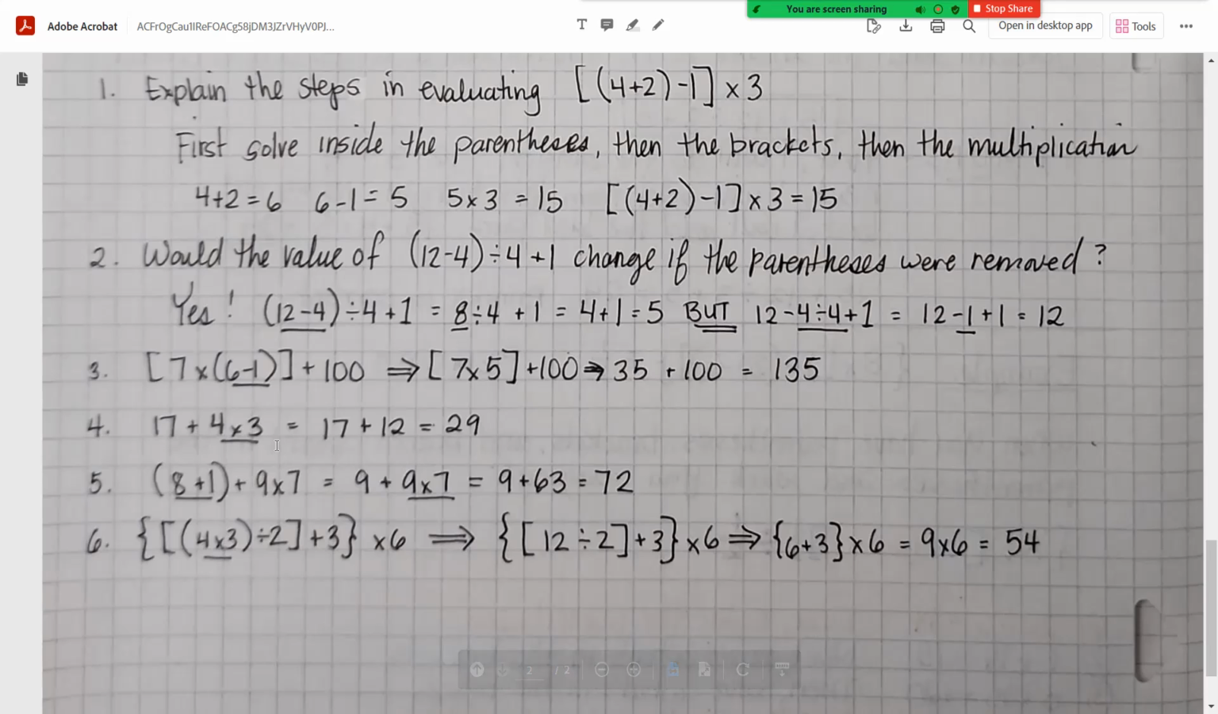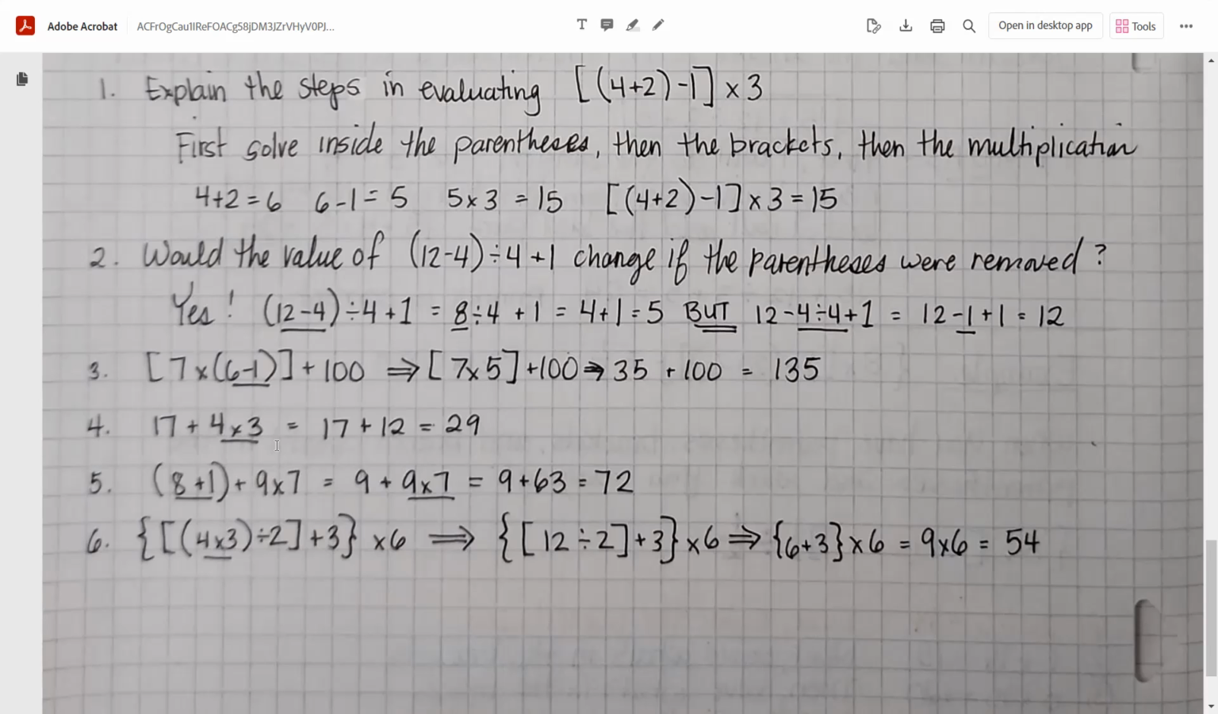Number 5, 8 plus 1 times 9 times 7. So you're going to do what's inside the parentheses first. The 8 plus 1 is 9. 9 plus 9 times 7. Your next order of operations is the 9 times 7, which is going to give you 63. So 9 plus 63 is going to equal 72.